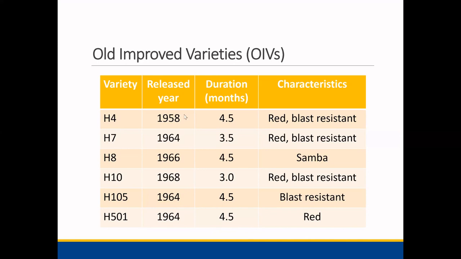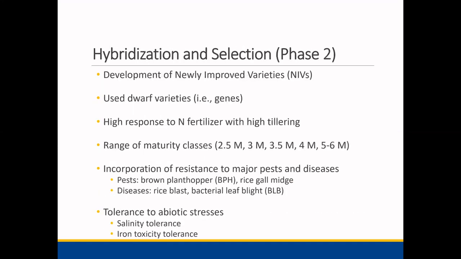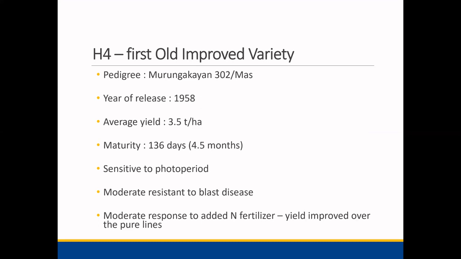But you can also see their characters, like they were blast resistant. H4 was resistant, and H7 was resistant. Again H10, H105, they were resistant to blast, because that was the disease mainly affecting in those days. So they were trying to incorporate those characters in this development. Are there any questions so far regarding this first phase of the improved varieties before we move to phase 2?